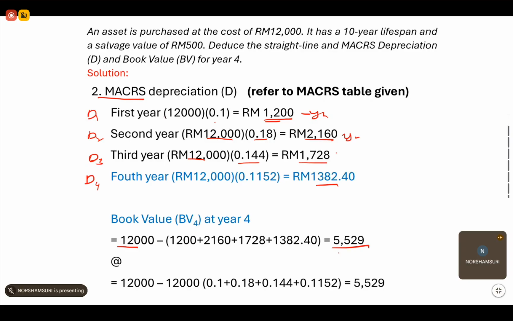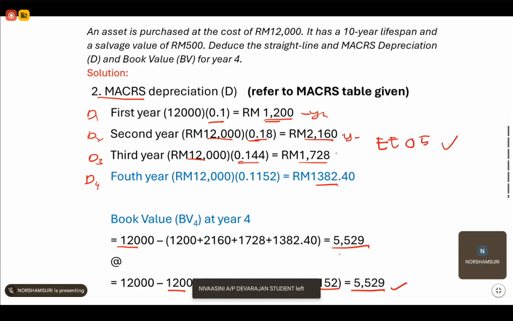So 5,539, you can also get the same thing by adding up all the percentages, 0.1, 0.18, 0.144, 0.1152. So you add them up and then times 12,000. And then you minus the original price, you still get 5,539, the same thing. This one is actually for the depreciation. So this is for EE05. Okay. And any question?